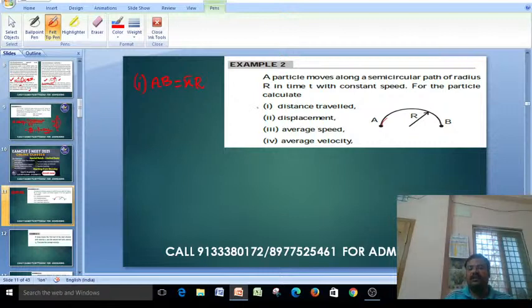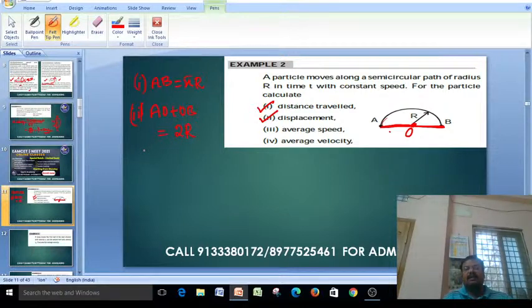That is the distance travelled. What about the displacement of the particle? The displacement of a particle is the shortest distance between the points A and B. The radius is r, so the shortest distance AB is A to O and O to B, this is AO plus OB, which is equal to 2r.